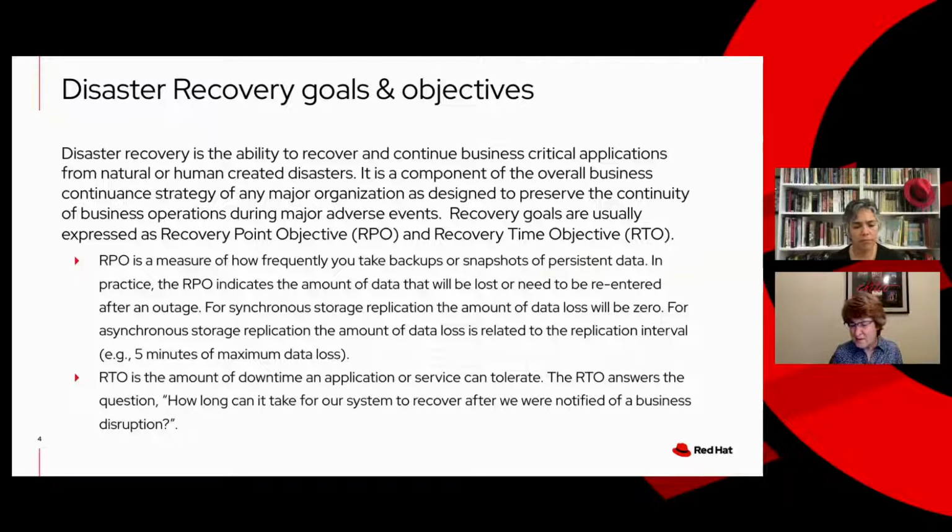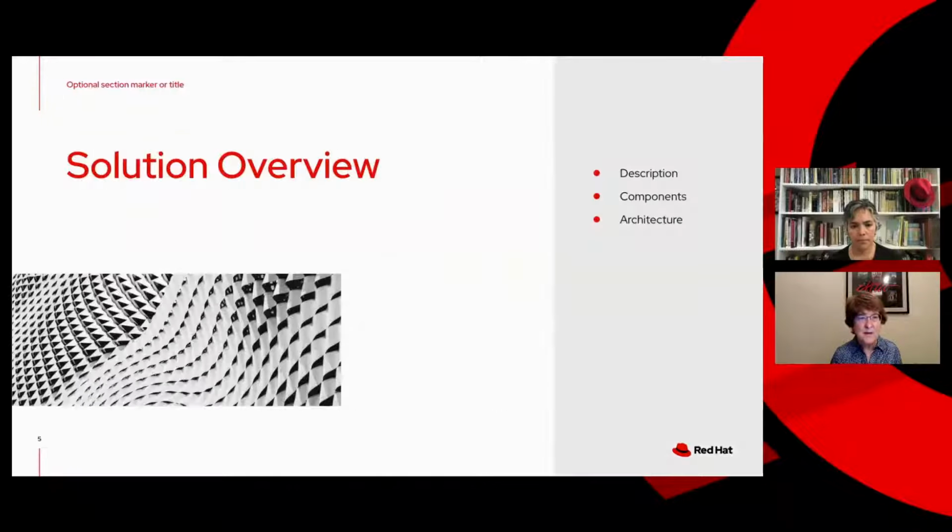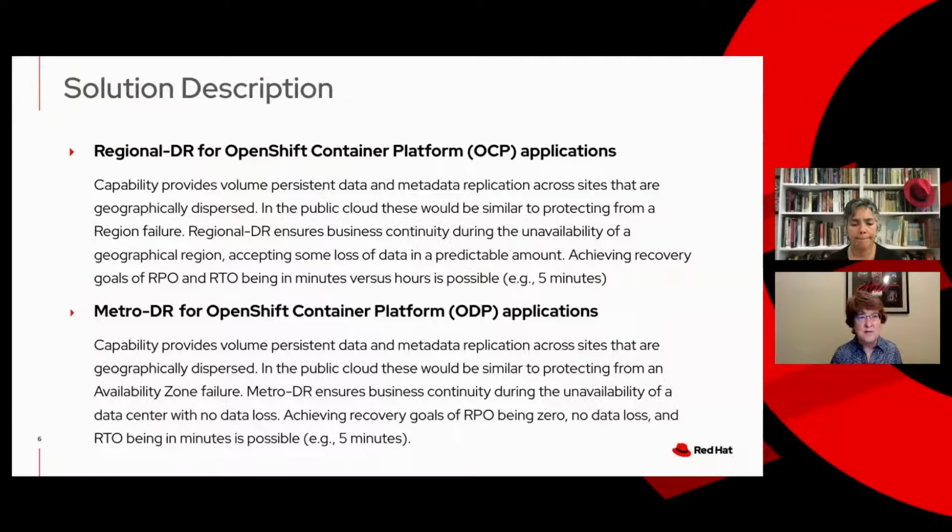And again, these are not new terms. They've been around for a long time. We're just now applying them to Openshift and Kubernetes. So the solution overview, we have created sort of two flavors, and they're similar in how you configure them, but they have some differences. So we've called one regional disaster recovery and the other metro disaster recovery.